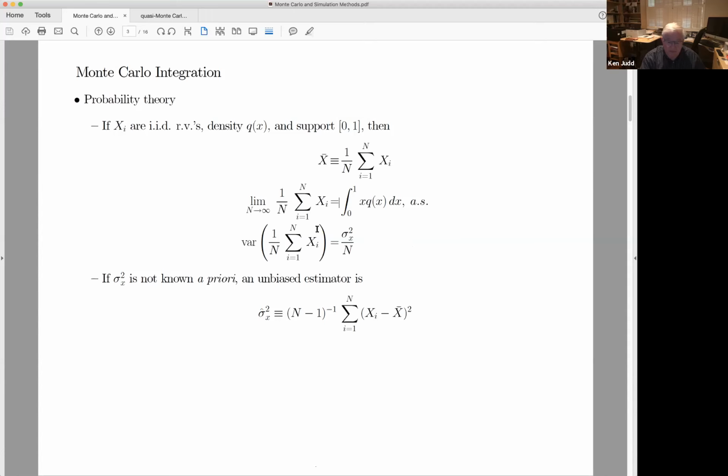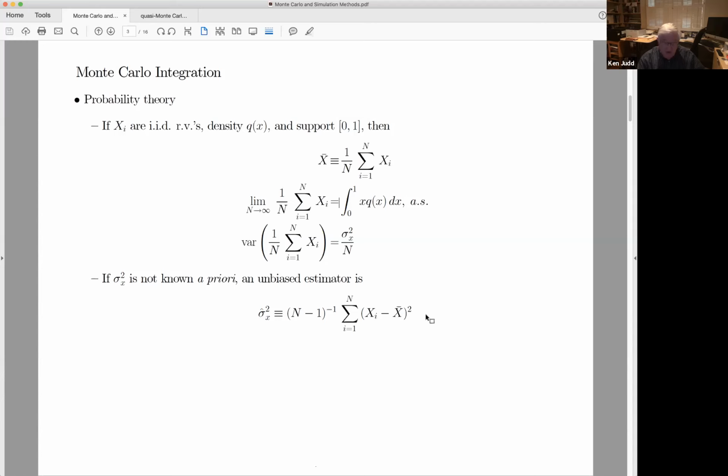Now the limit is going to be the true value of this integral. However, the variance of the sample mean after n draws is not 0. It's equal to the variance of the underlying variable divided by n. And let's say you don't know what that variance is, you can estimate it in this fashion also.